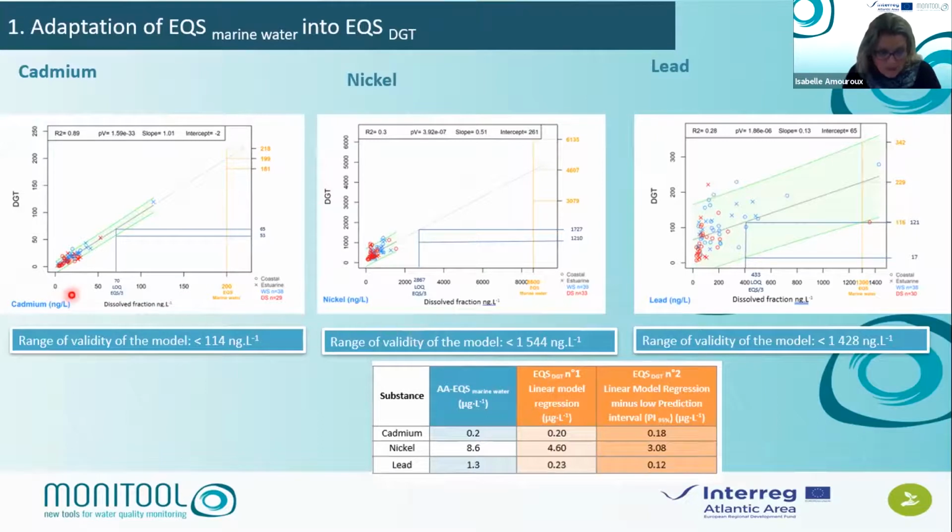So what can be noted first is that MONITOOL results for cadmium and nickel are far below the EQS marine water values. Okay, so for cadmium, highest concentration are just above half of the EQS marine water value, and for nickel, results are less than about 1,500 nanogram per liter, while the EQS marine water value is 5 times higher.